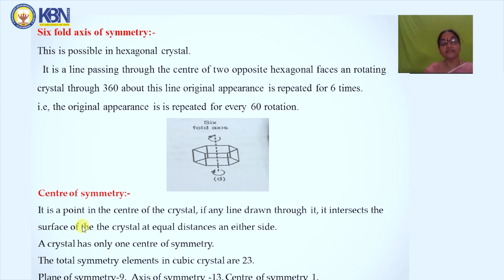Next, coming to the center of symmetry, it is a point in the center of the crystal. Any line drawn through it intersects the surface of the crystal at equal distances on either side. A crystal has only one center of symmetry. The total symmetry elements in a cubic crystal are 23: 9 planes of symmetry, 13 axes of symmetry and 1 center of symmetry.